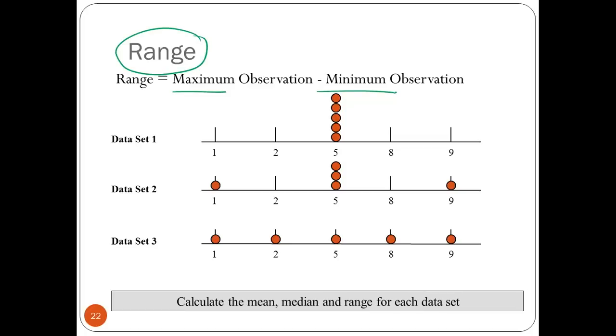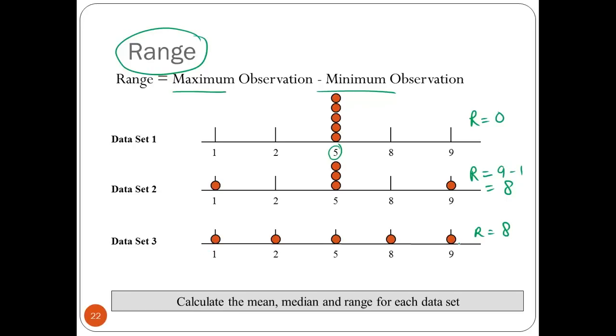For example, in data set 1, both maximum and minimum are 5, so range equals 0. You can see that there is less variation. In data set 2, maximum is 9, minimum is 1, so 9 minus 1 is 8, so range is 8. In the third data set, again 9 and 1, so here also range is 8. One good thing about range is that it is simple, maximum minus minimum. But the disadvantage of range is that it only depends on maximum and minimum. It doesn't care what happens in between.